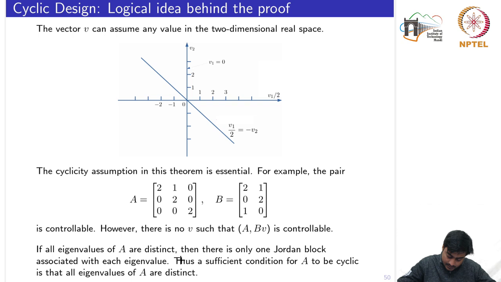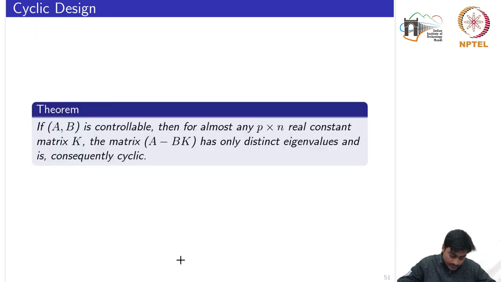So this is pretty much straightforward. It is only a problem if the matrix A has repeated eigenvalues. So we need to see whether there is only one Jordan block associated to the repeated eigenvalue. Now the next result says that if the pair A comma B is controllable, then for almost any P cross N real constant matrix K, the closed loop state matrix has only distinct eigenvalues and is consequently cyclic.